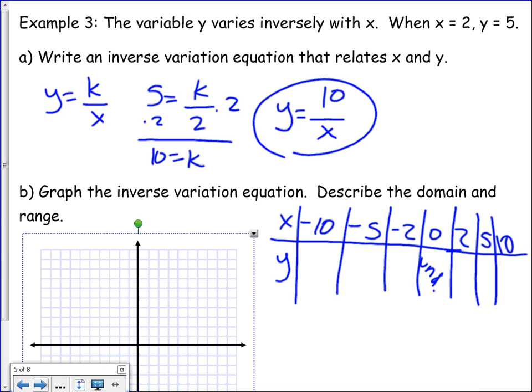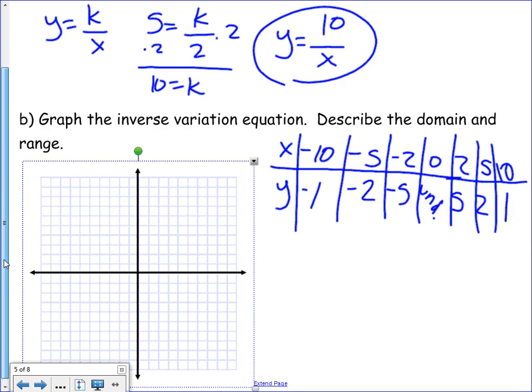10 divided by negative 10 is negative 1. 10 divided by 10 is 1. 10 divided by negative 5 will be negative 2. And 10 divided by negative 2 is negative 5. 10 divided by 2 is positive 5. And 10 divided by 5 is 2. So now we'll just graph those points.